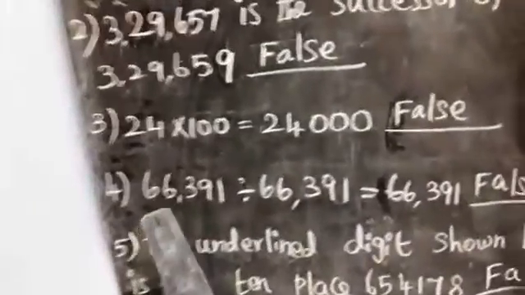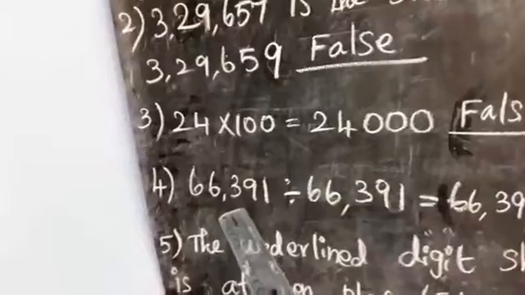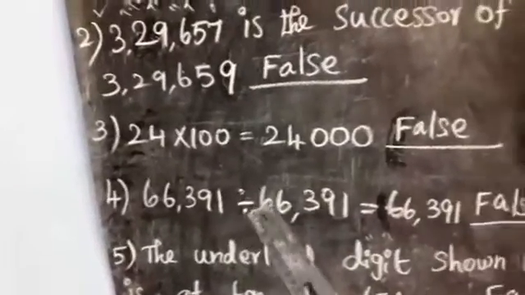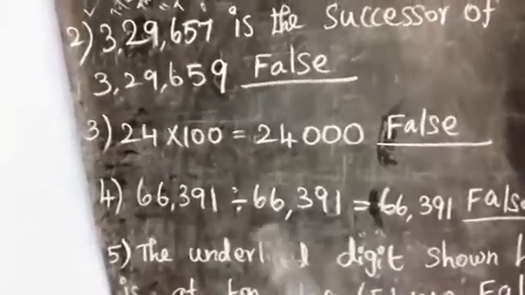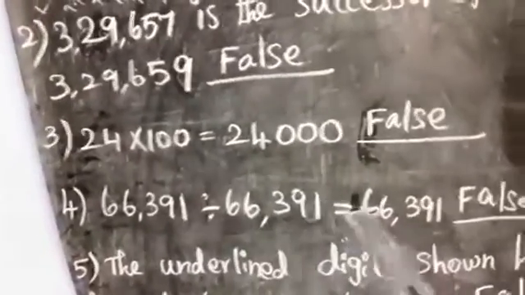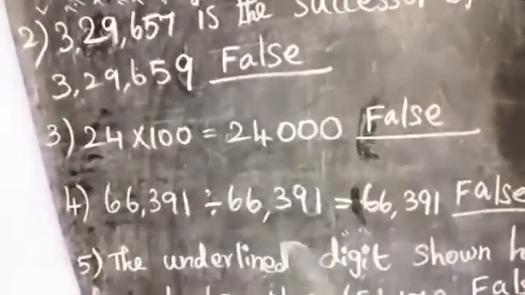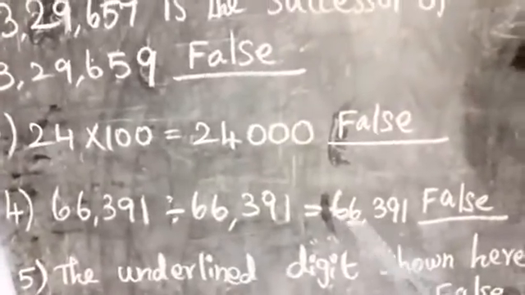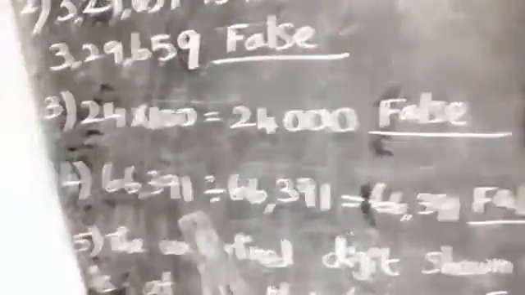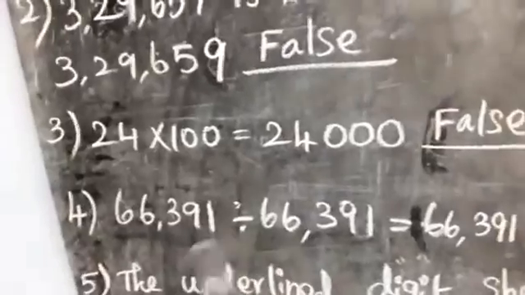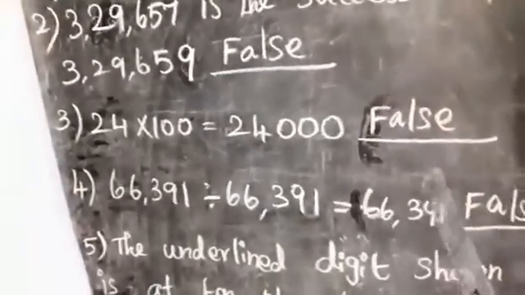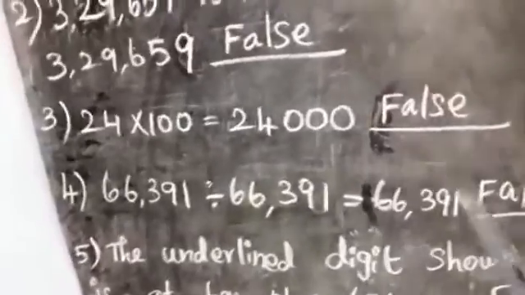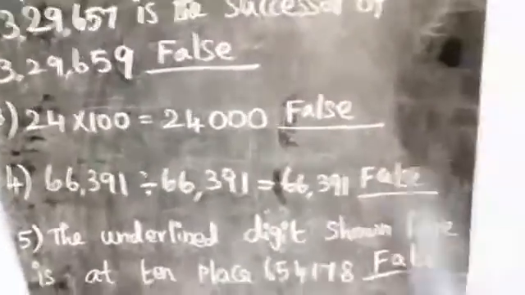Then the fourth one, 66,391 divided by 66,391 is equal to... We can divide it when both numbers are the same, and we get the answer 1. Here the answer comes as the number itself. So the statement is false. Can we divide it by both numbers? Yes, we get the quotient 1. So the statement is false.